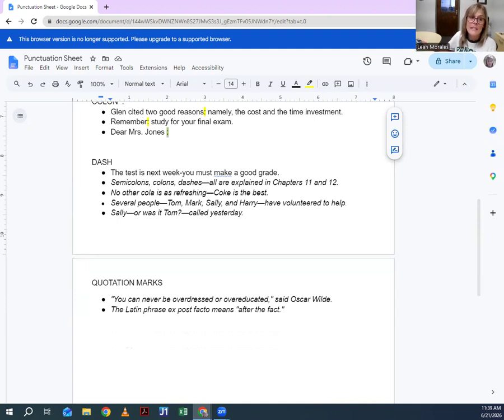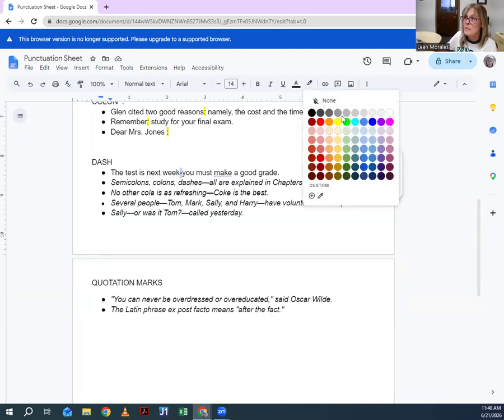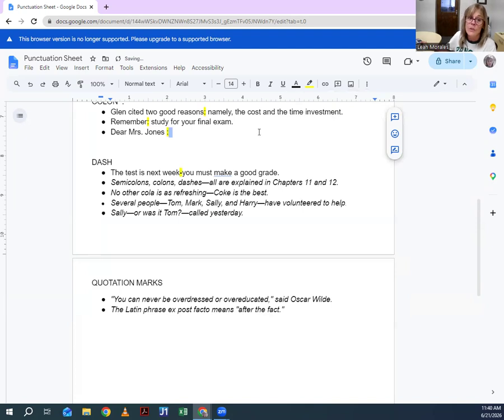Now let's talk a little bit about the dash. The dash is an excellent tool for adding some sort of stylistic variety and emphasis to your writing. It can be used in place of semicolons and colons. It tends to carry a more forceful tone, okay? The text is next week, dash, you must make a good grade, right? You see how that feels a little bit more forceful. Dashes are explicitly utilized for 3 other major business writing structures.